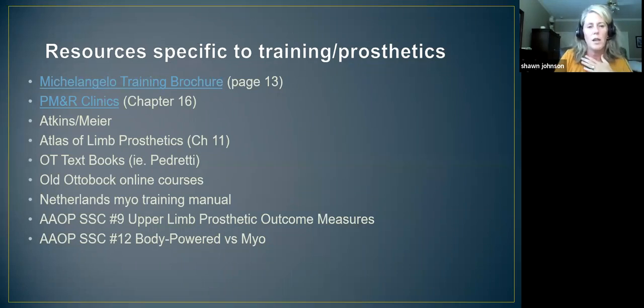Those are helpful resources. From 6 years ago, there is a PM&R Clinics of North America issue with various chapters on pre-prosthetic therapy and then prosthetic training. You can look up all those different chapters, from I think 2014. There's the Atkins-Meyer Comprehensive Management of the Upper Limb Amputee. There's the Atlas of Limb Prosthetics. It may not be chapter 11 anymore.